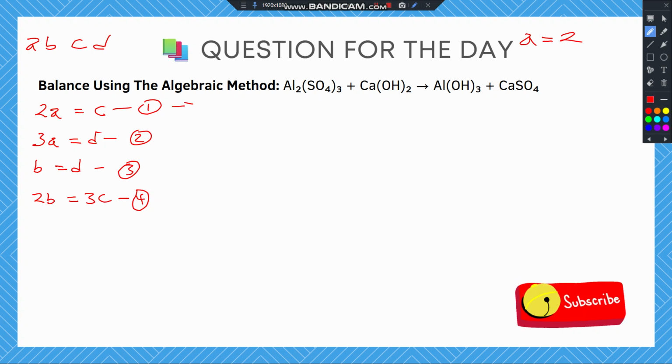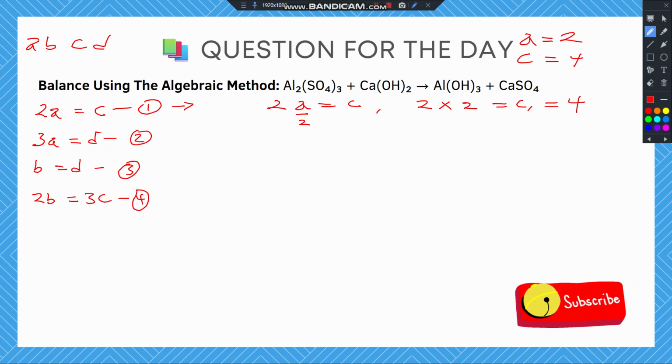So this first equation will now become 2A is equal to C. Now we know the value of A to be 2. So that tells us that anywhere we see the letter A, we insert the number 2. So therefore it becomes 2 multiplied by 2 is equal to C. So C will now be equal to 4. So we have the value of A and we have the value of C, which is 4.